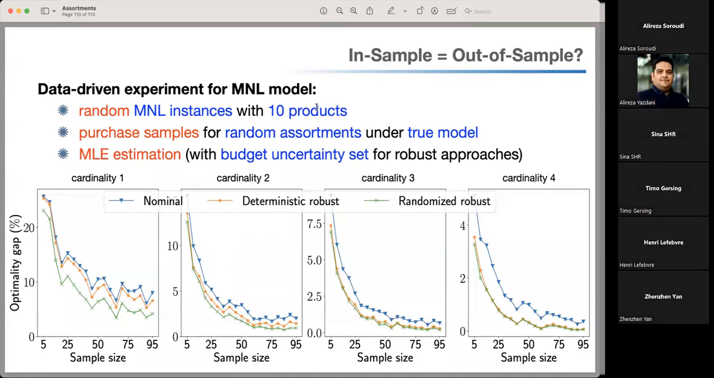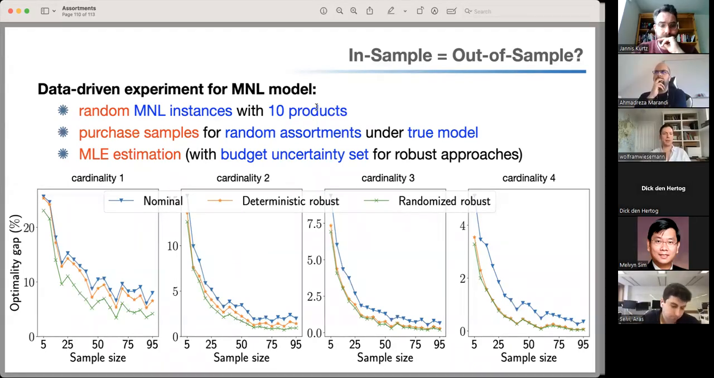What we also did is we constructed a deterministic and randomized robust assortment. And the way we did that is we used a simple budget uncertainty set whose size we tuned via cross-validation. So there was no kind of parameter snooping. Everything was done, the optimization as well as the adjustment of the hyperparameter, on the training data only.